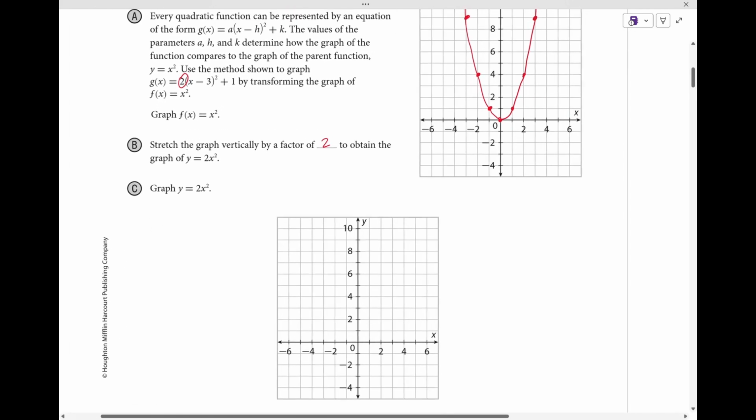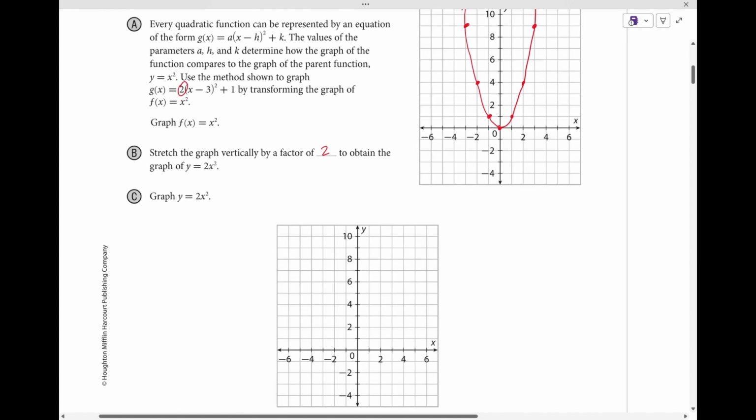So how we do that, we take our parent function like it was before, but instead of the y value being x squared, now I'm just going to double each of those values, times 2. So you could fill out a table if you want to do that. That would be a good idea actually. But I have the point 1, 1 on here, so instead of 1, 1, I'm going to do 1, 2, because my y value is doubled, times 2.